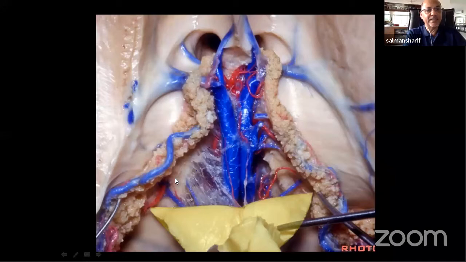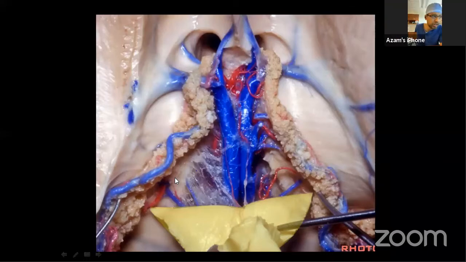There's another question: is there a posterior approach to the third ventricle? What is the route to enter into the third ventricle posteriorly? Dr. Deopujari, do you want to take that one? I didn't get the question. It was about posterior third ventricular approaches. What approaches would you take?